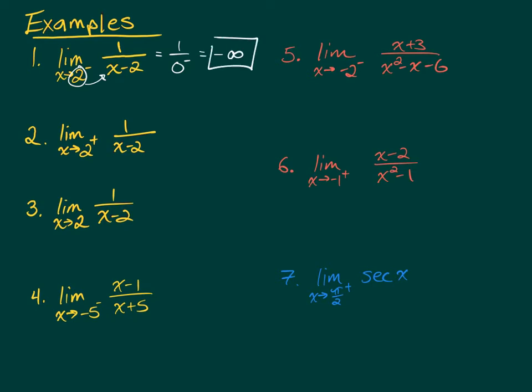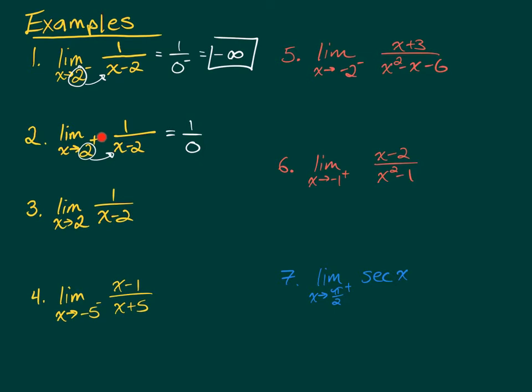All right, there's the answer. In the next example, there is a limit as x approaches 2 from the right of this same function, 1 over x minus 2. So similar idea, we can substitute the 2 in, and we will end up with a 1 over 0.